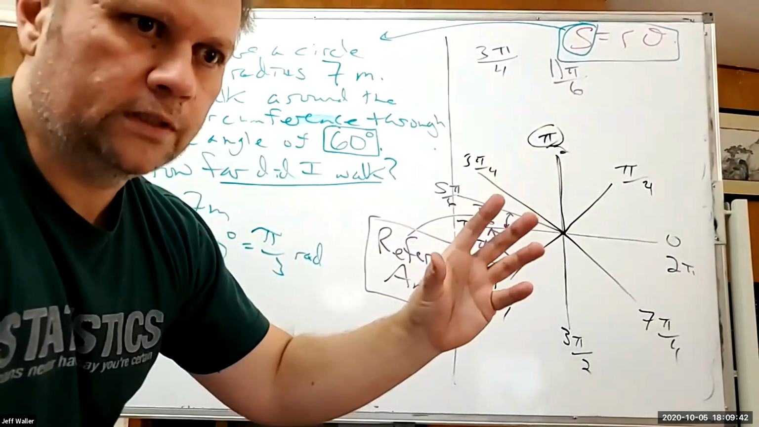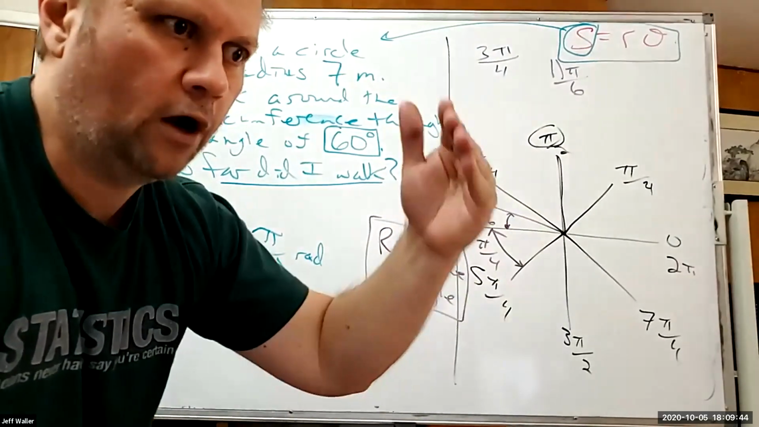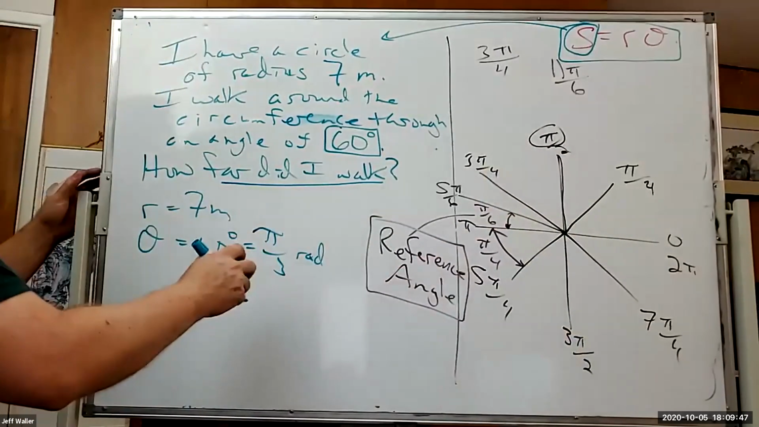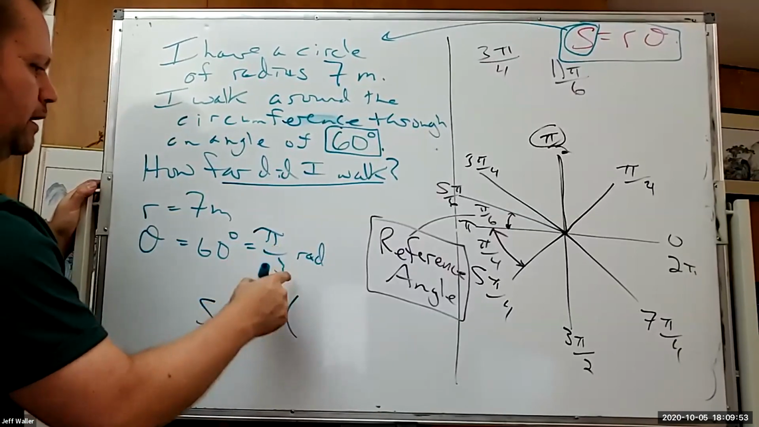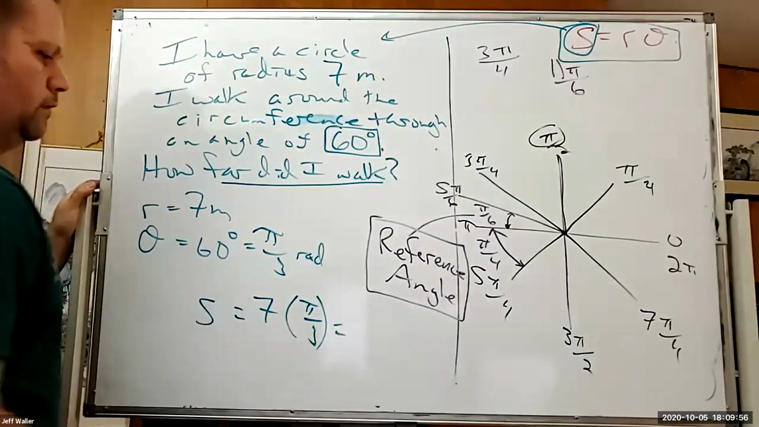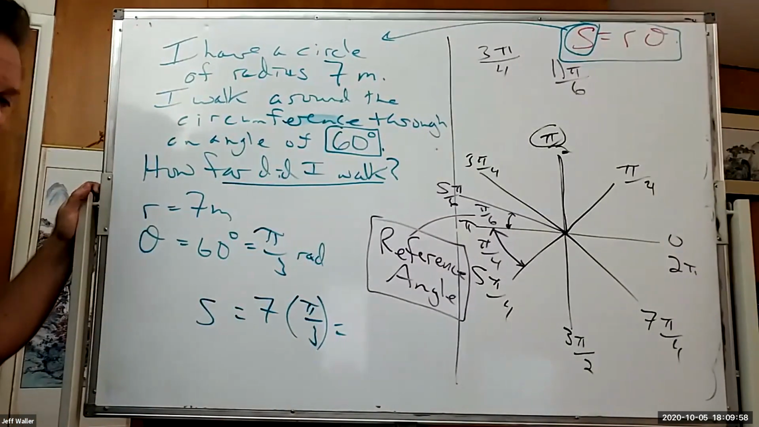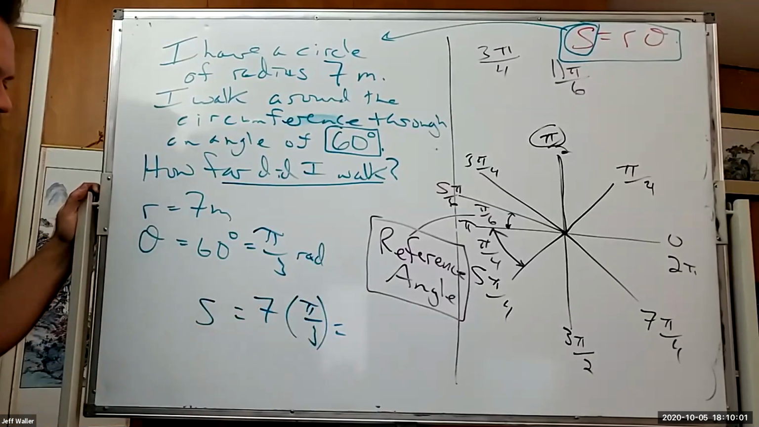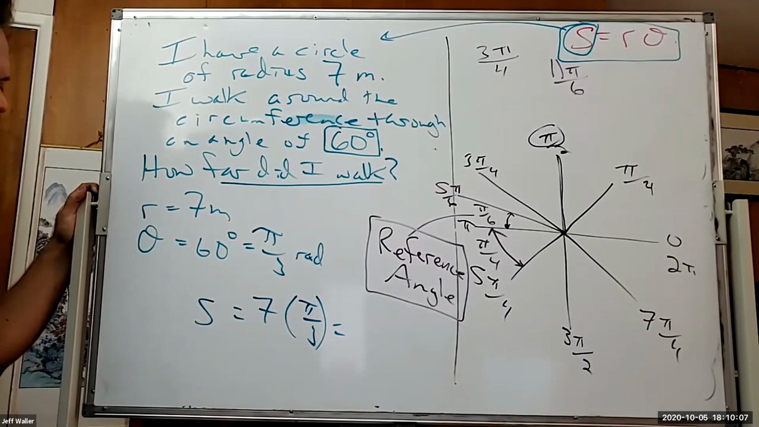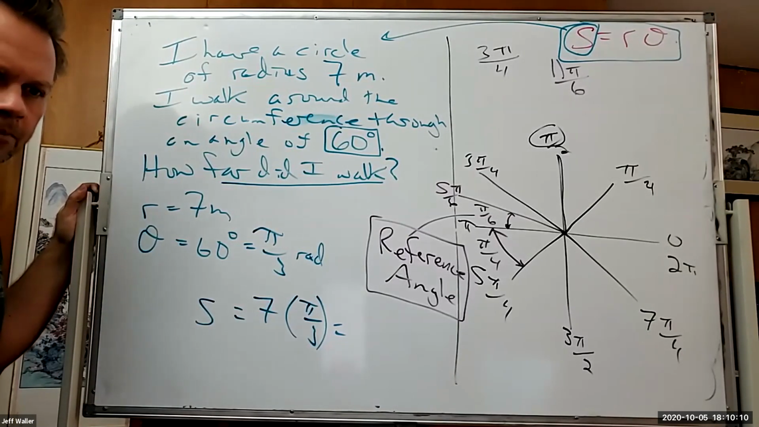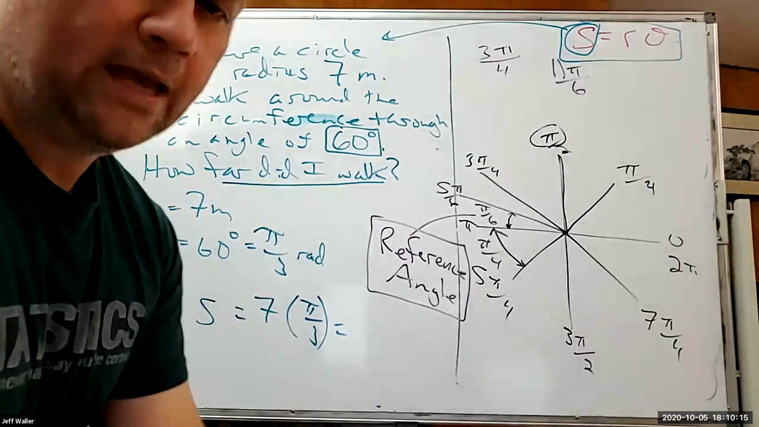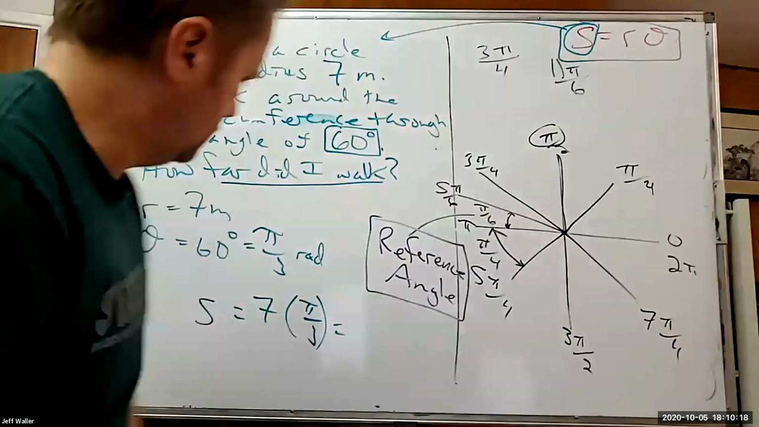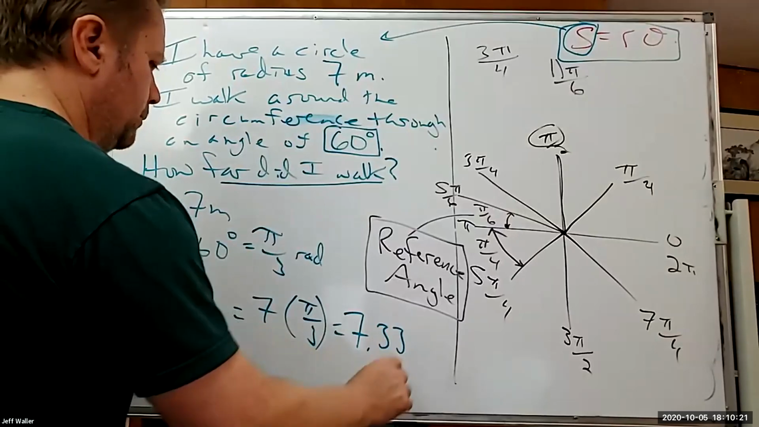Obviously they chose the letter S. What else would you choose for arc length? So this is asking for arc length. I just have to throw in everything I know: 7 times pi over 3. Whatever that is, it's going to be roughly 7 point something, because this is almost 1.04. So 7.33.